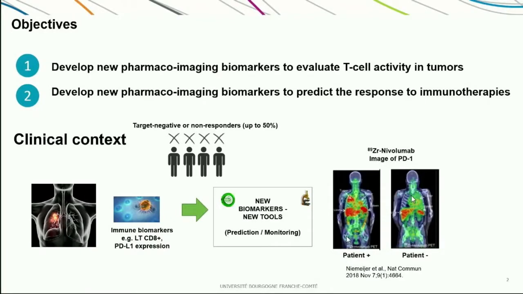And imaging could be one of them, to predict and also to monitor the efficiency of the treatment all along the development of the disease or the cure. Here you have a patient that has a tumor on the left with a specific imaging of the tumor with the T cells, and this patient has also a tumor, but there is no image of the biomarker. And this is the kind of tools we want to develop as well for new targets.